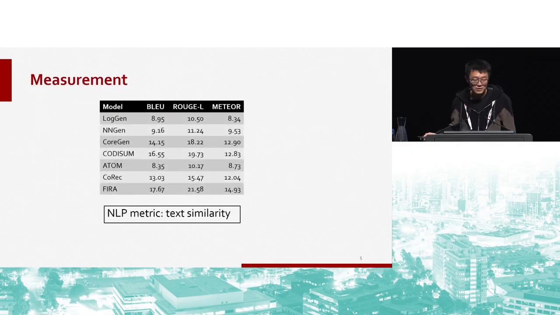Despite achieving promising performance, there exist problems in the measurement of the generated commit messages. The existing techniques mainly leverage NLP metrics to measure the quality of the generated messages, as shown in this table. The NLP metrics measure the text similarity between the generated messages and the ground truth ones.